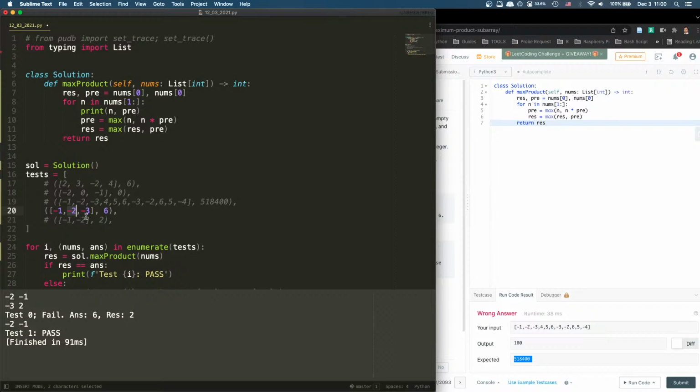What about 0? Well, if it's a 0, we reset, right? If it's a 0, then we reset, because we know we cannot cross the 0. So if it's a 0, we just redo it.